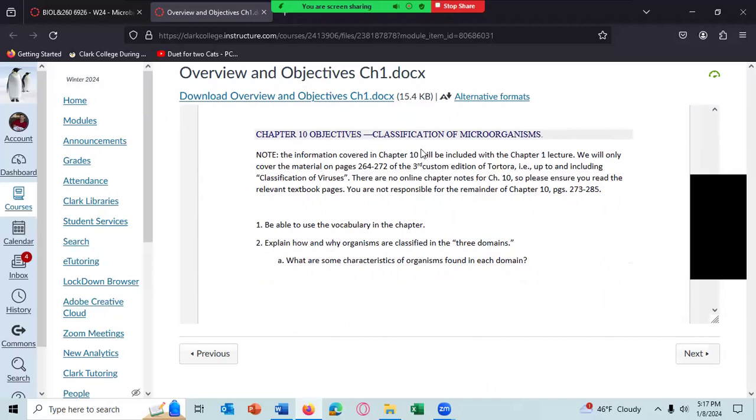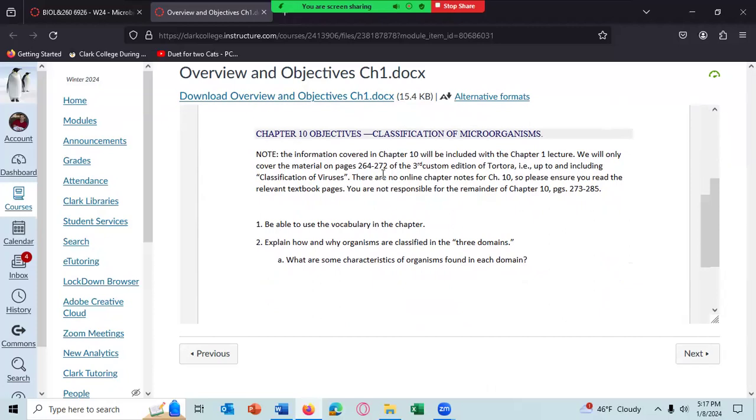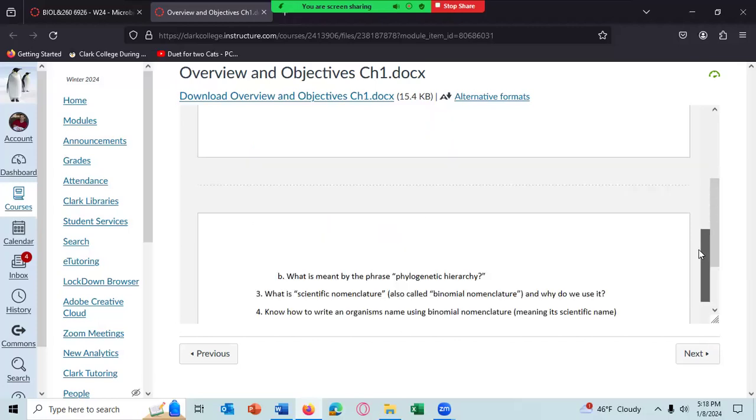Chapter 10, we're only going to cover a classification of microorganisms, which, if you have the latest version of the textbook that's made specifically for Clark College, will be pages 264 to 272. That's the 3rd custom edition. Anyways, there are the objectives and the overview.